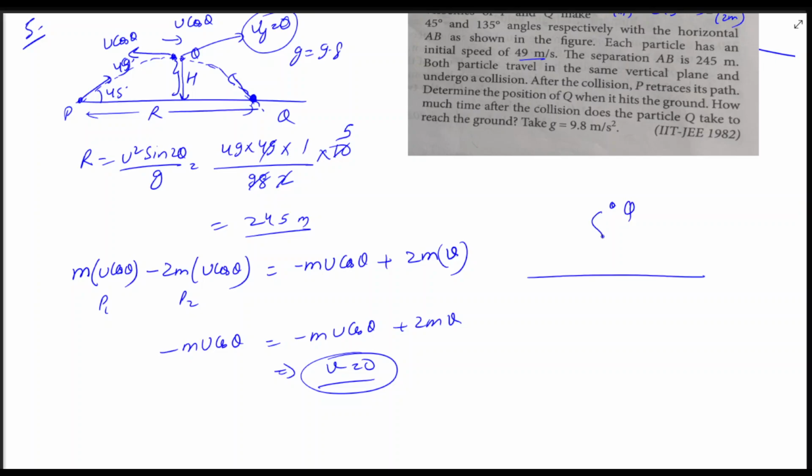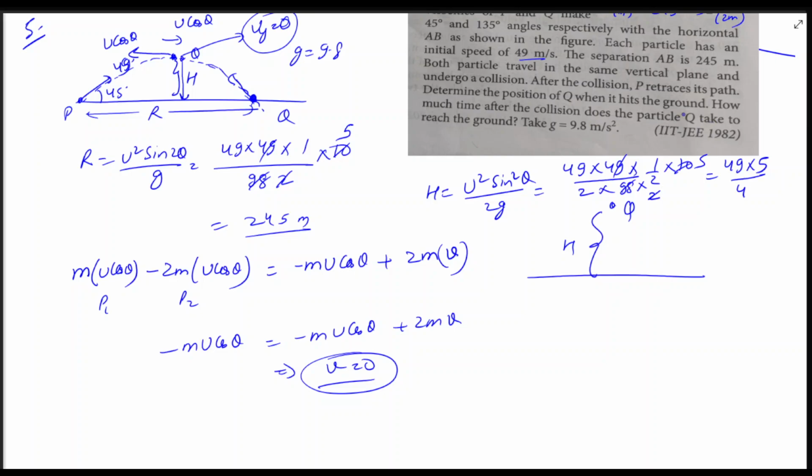This is Q, this is our h. So h we know. H is what? u square sine square theta divided by 2g. Let's first find this. So 49 into 49 sine square theta will be 1 by 2, divided by 2 into 9.8 into 10. So this will be 2, this will be 5. So it will be 49 into 5 divided by 4. Okay, I'm not solving it, just let it be like this.